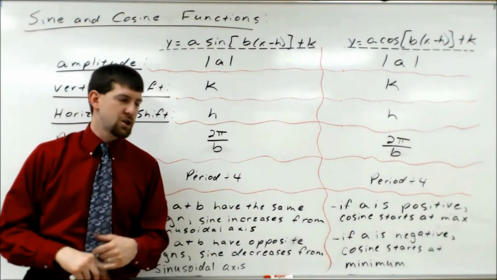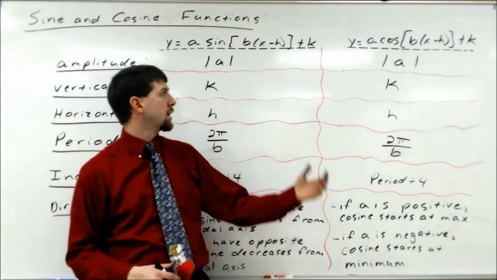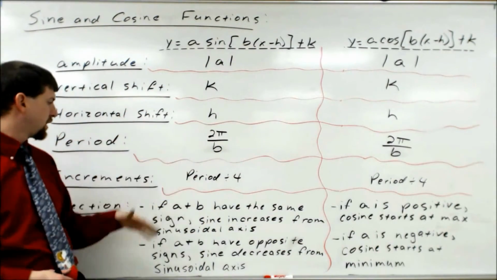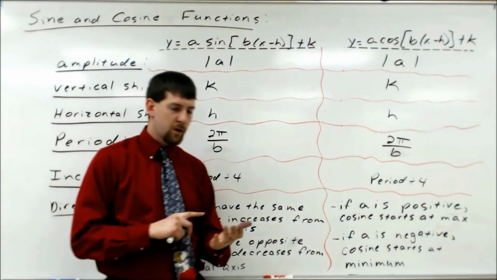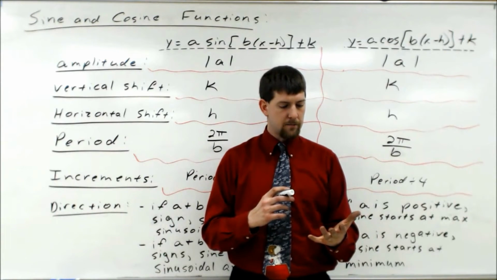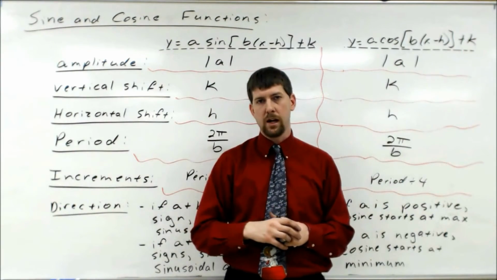And finally, the direction. Now, as we can see, for sine and cosine, everything is the same: amplitude, vertical shift, horizontal shift, period, and increments. The only thing that's going to be different is the direction. And the reason the direction is different is because of how we get sine and cosine and which quadrants are positive and negative.